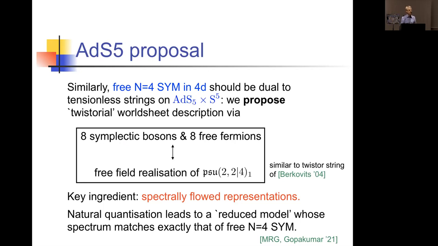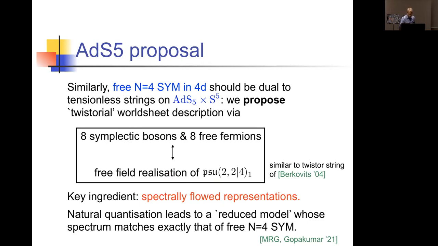Now, similar theories have actually been considered before, in particular by Berkovits, but the new ingredient, or one of the new ingredients, is that the generalization from AdS3 suggests that what we should do, just like there, is include these spectrally flowed representations. I'll explain what these spectrally flowed representations are, and then I'll explain that if we take this idea seriously, we end up with a worldsheet theory whose space-time spectrum matches exactly that of free N=4 super Yang-Mills in the planar limit. So this is our proposal.